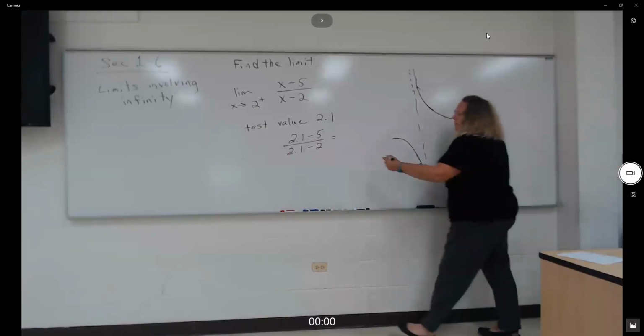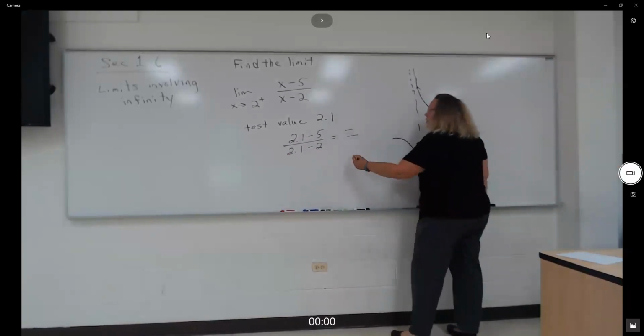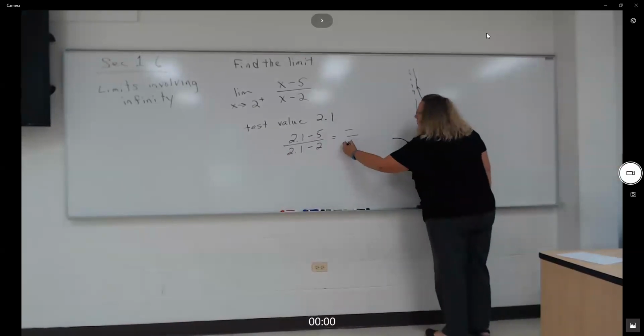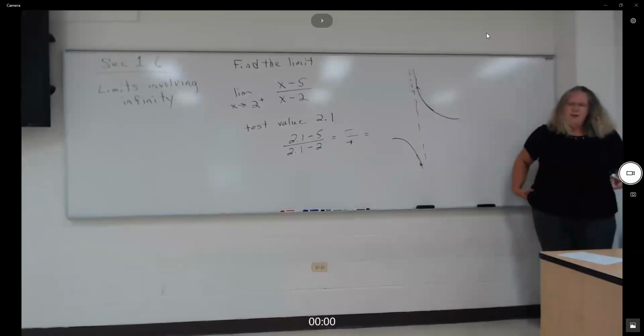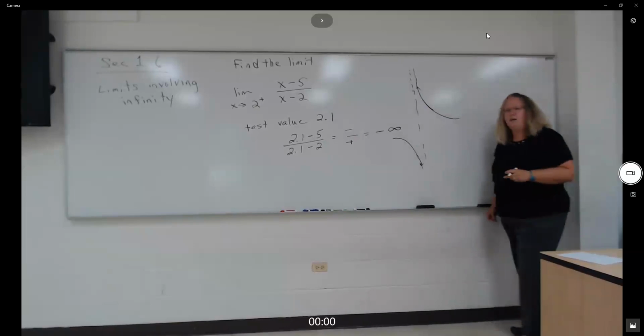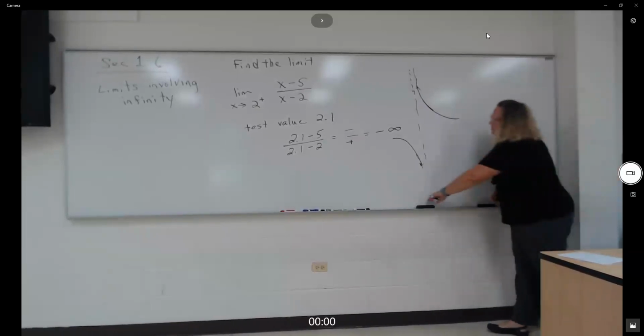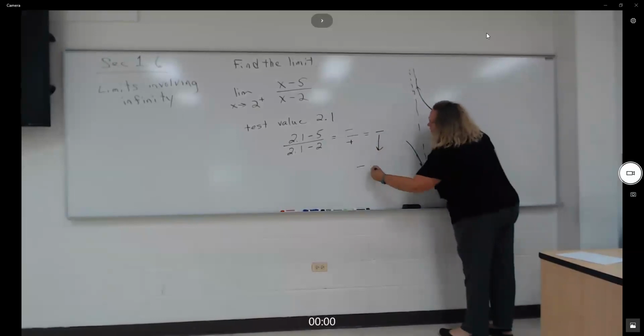So you just test. 2.1 minus 5 is going to give you a negative. 2.1 minus 2 gives you a positive. A negative divided by a positive is always negative. And so you know that it's negative infinity. Maybe I shouldn't put equal. Let's just put a negative there. And because of that, I know it's negative infinity.